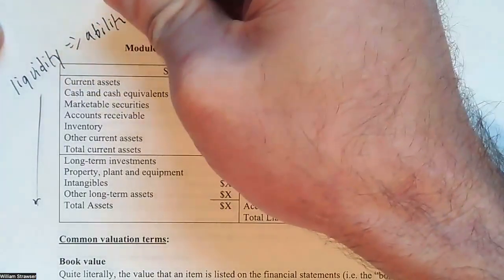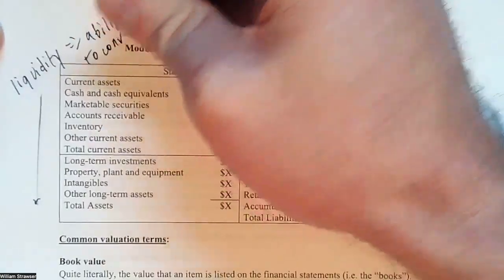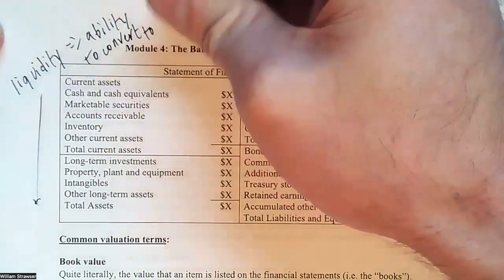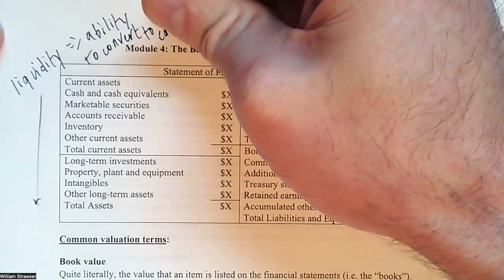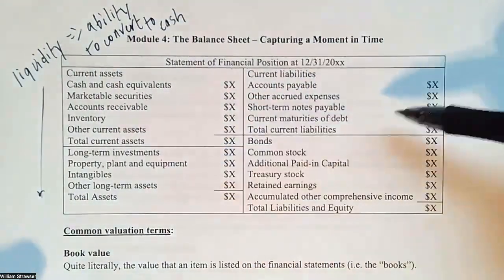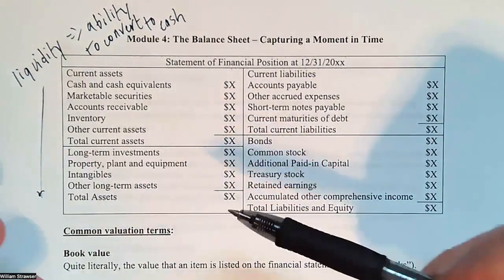So what we're trying to get with this ordering is how quickly can the company marshal together its resources in order to convert these items into cash. That's the asset side. Now, that's typically sometimes called in industry the left-hand side of the balance sheet.